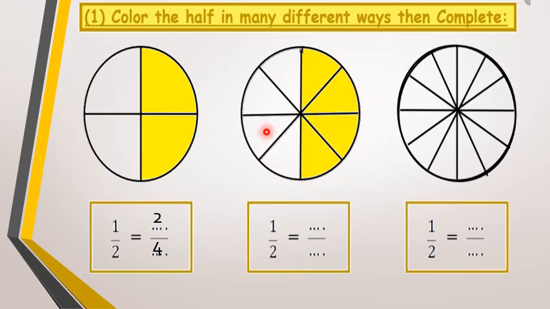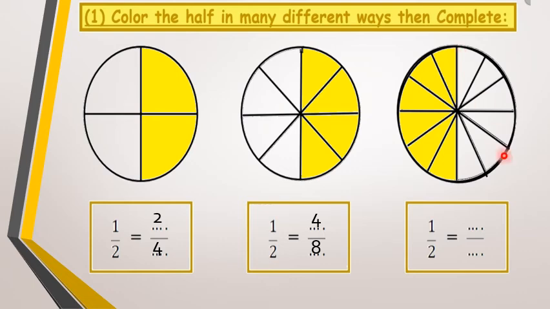The fraction here is 1, 2, 3, 4, 5, 6, 7, 8. It's cut into 8 equal parts, so it's 8. How many colored? 1, 2, 3, 4, 4. As I know, 4/8 is equivalent to half. Now I want to color here what's equivalent to half. It's this part.